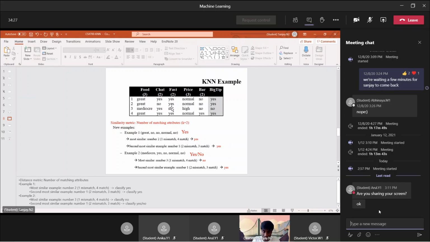The only mismatch is how fast the food was there. In this example, it was fast, and in this example, it was not fast. And the second most similar would be number 1, which has 3 matches and 2 mismatches. Since both of these had yes as their output, we would have this new example be yes.